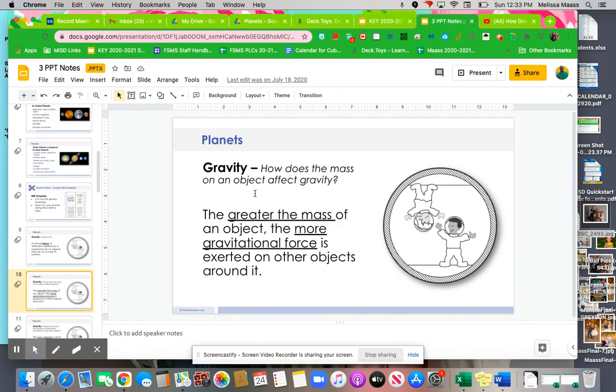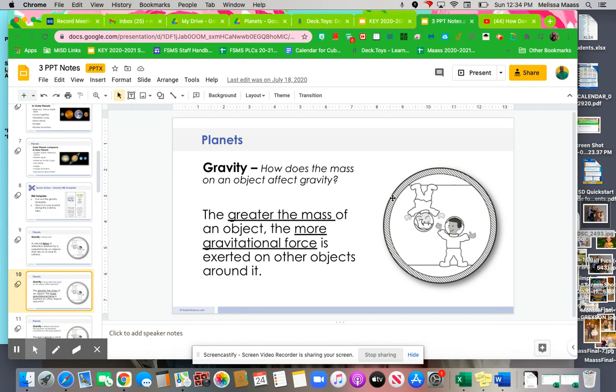Gravity. How does the mass of an object affect gravity? Well, the greater the mass of an object, the more gravitational force is exerted on other objects around it. So the greater the mass of an object, well, remember, mass doesn't change. For example, when we were in the density unit, you guys learned about the difference between mass and weight. Well, when we talk about mass, mass does not change.